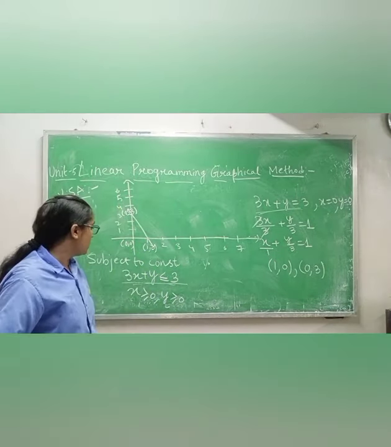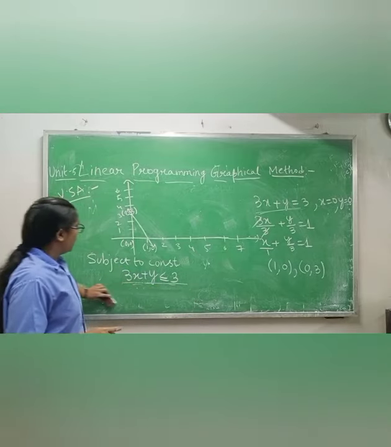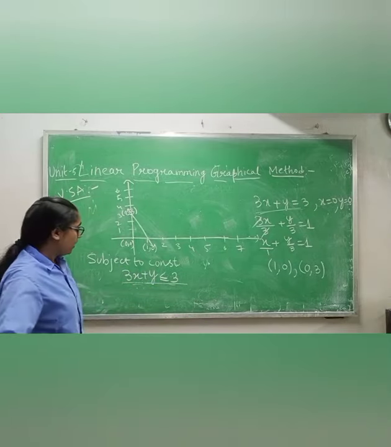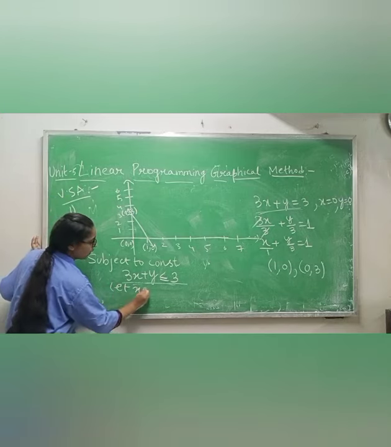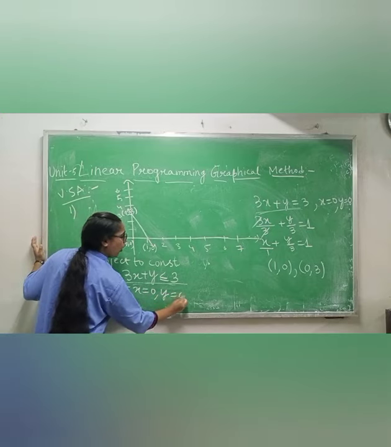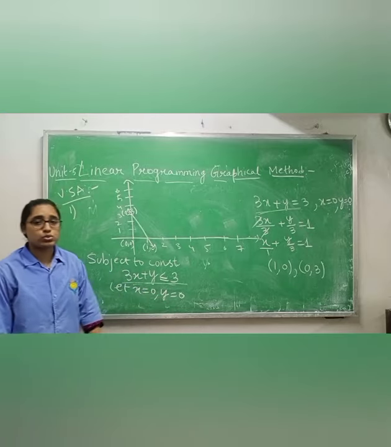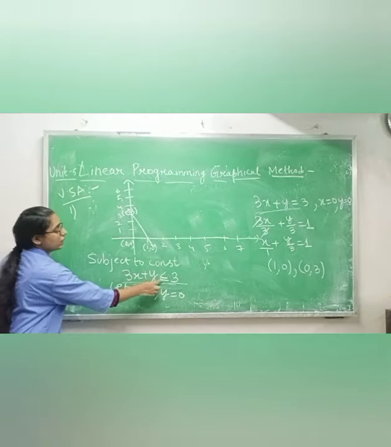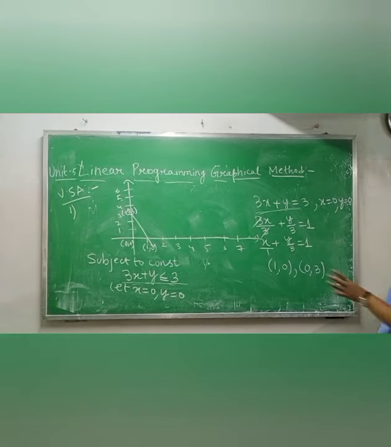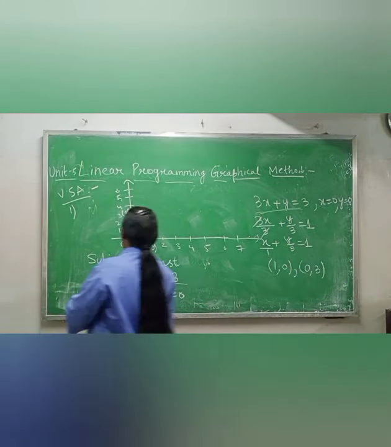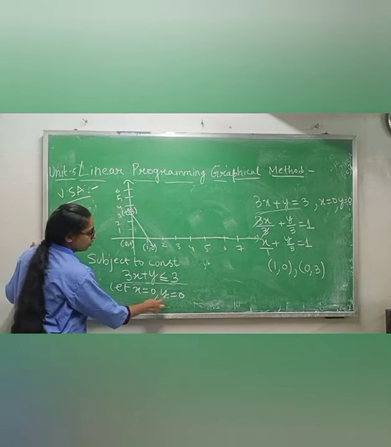Okay, after doing this one, what you will do after this, you have the subject to concentrate. Now in this place, what you will do, let x equals to 0, y equals to 0. Always you will take x equals to 0, y equals to 3. Now you will put in this one, not in auxiliary equation. Okay, these all are auxiliary equation. You will not put in auxiliary equation. You will put in that equation which is already given to you in the question. So let x equals to 0, y equals to 0.